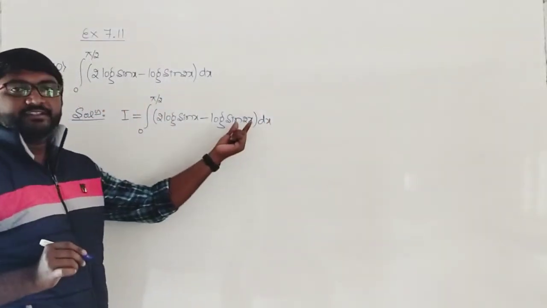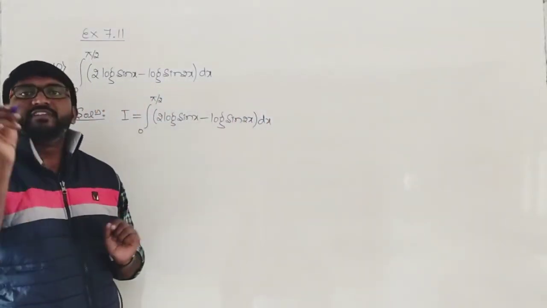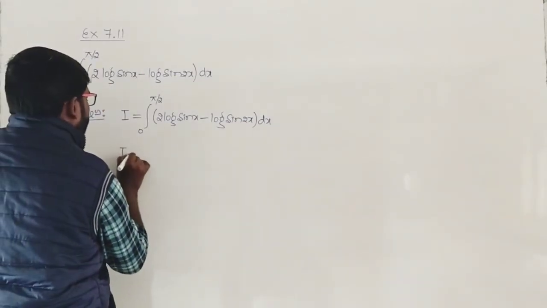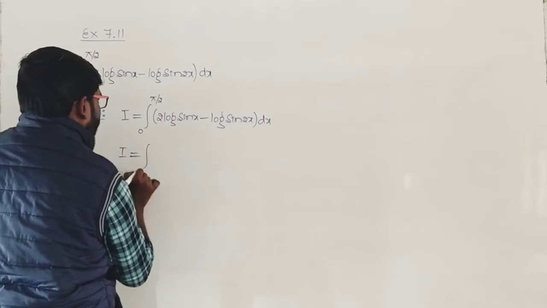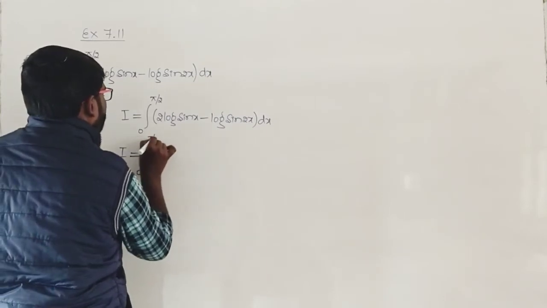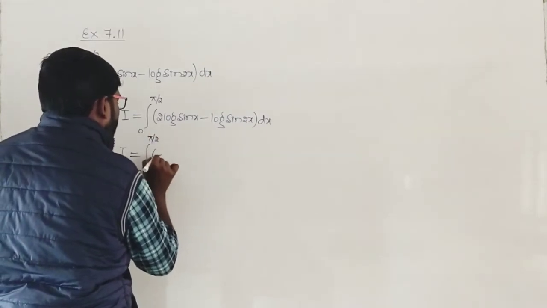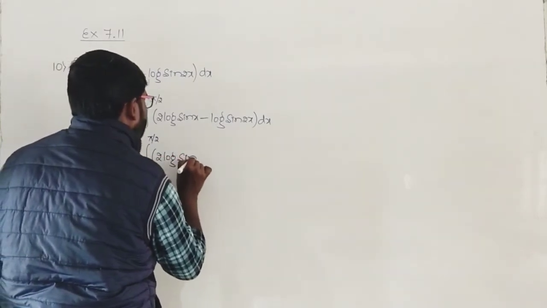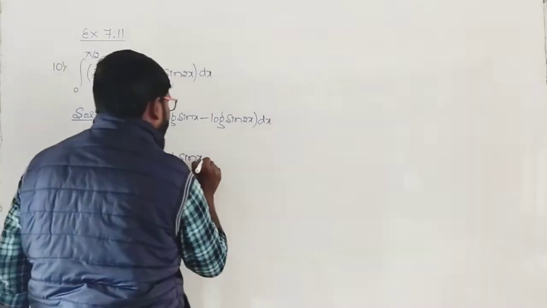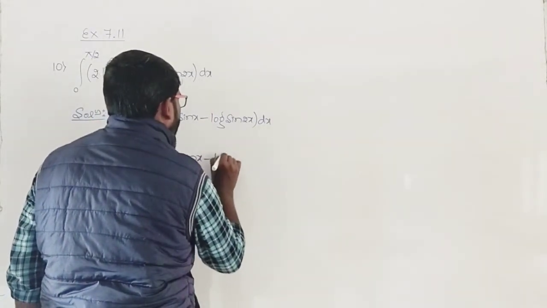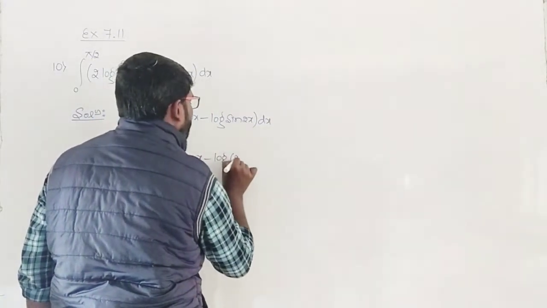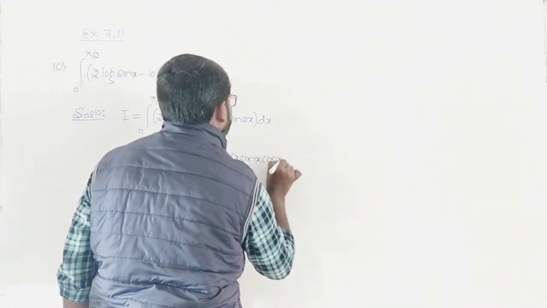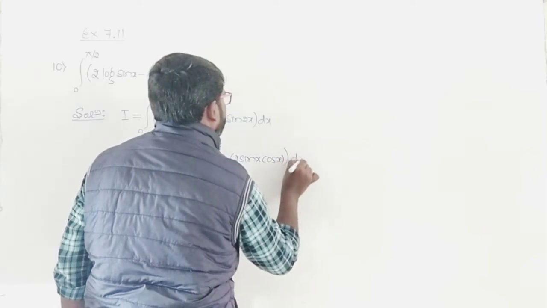We have to simplify this further. Sin 2x is going to be 2 sin x into cos x. So here I is equal to the integral from 0 to pi by 2 of 2 log sin x minus log of sin 2x, which is 2 sin x into cos x by the double angle formula, and close the main bracket dx.